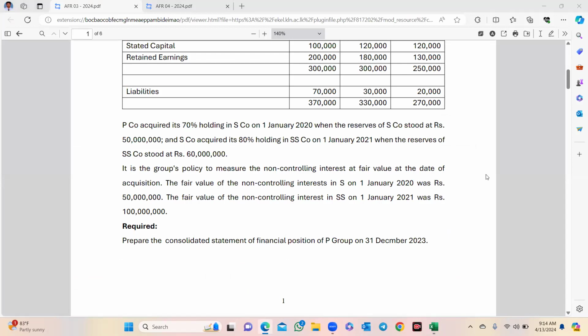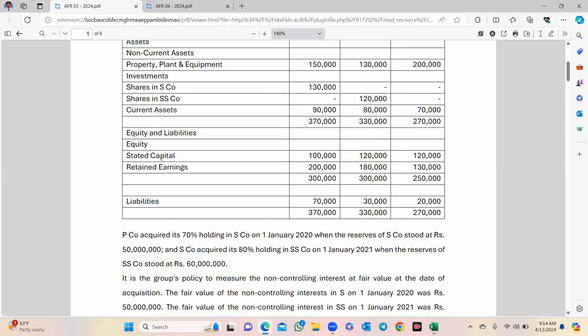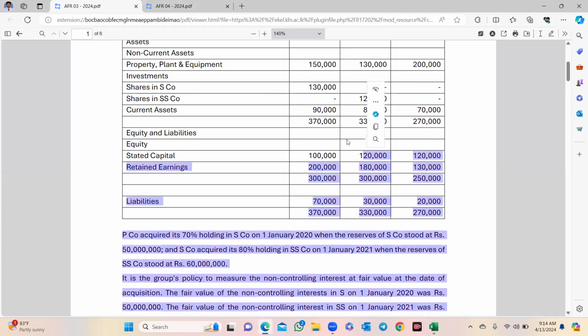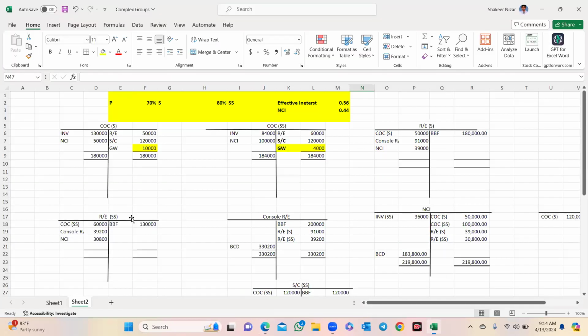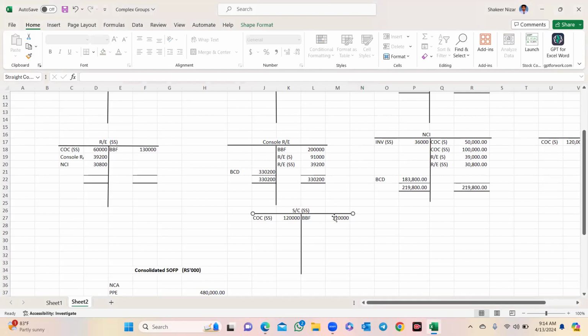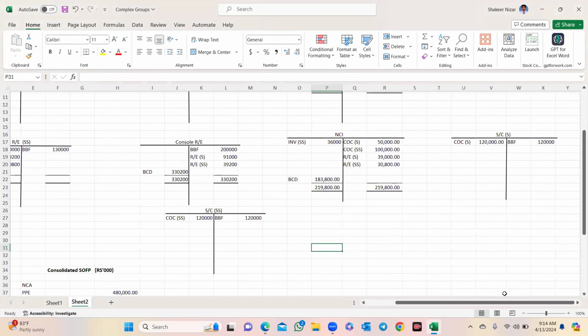P acquired 70%. Firstly we want to recognize the opening balances. The stated capital is 120,000 in the subsidiary's books, and 120,000 again in the sub-subsidiary's books. These are the opening brought forward balances of the stated capital: 120,000 for S, and again 120,000 for SS.